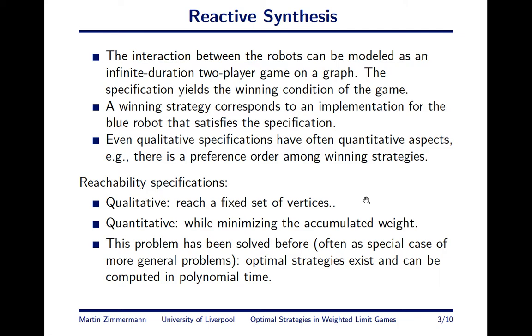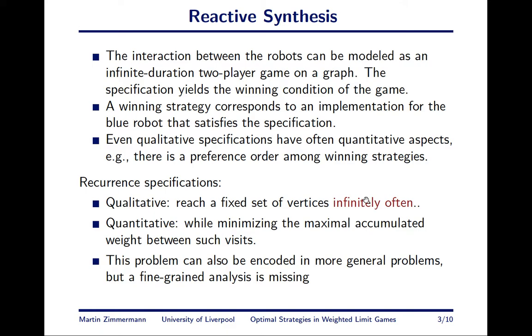Okay? But not everything is a reachability specification. So another foundational class of specifications are the so-called recurrence specifications. Here the goal is to reach a fixed set of vertices infinitely often. So it's not enough to eat one cookie. If you want to survive forever, you have to eat infinitely many cookies. And now one quantitative aspect one could consider, and this is the one we consider here, is to minimize the maximal accumulated weight between such visits. So we see this fixed set of vertices infinitely often. We eat infinitely many cookies, but we want to minimize the time we are hungry.